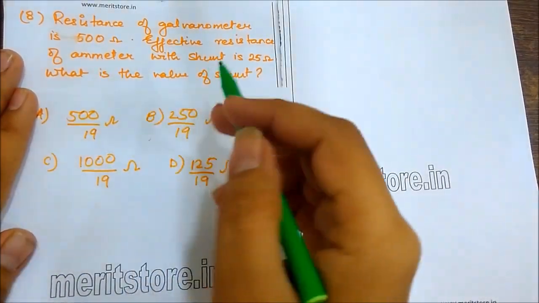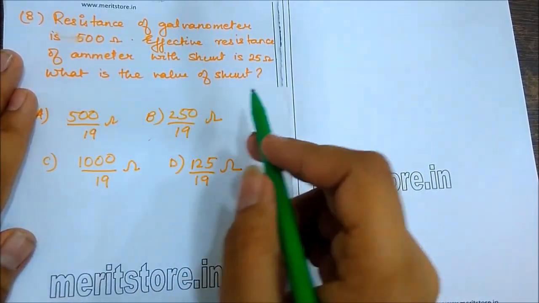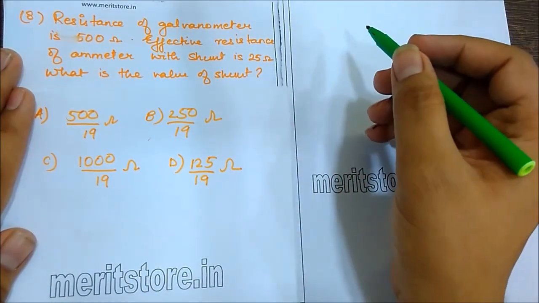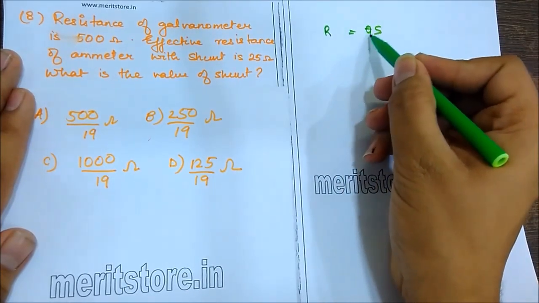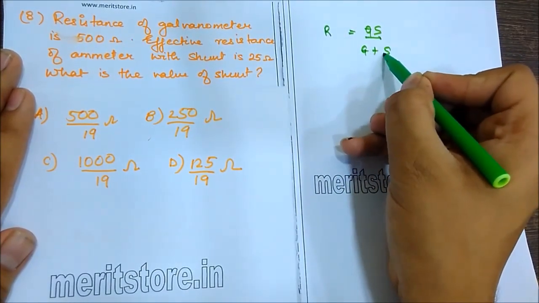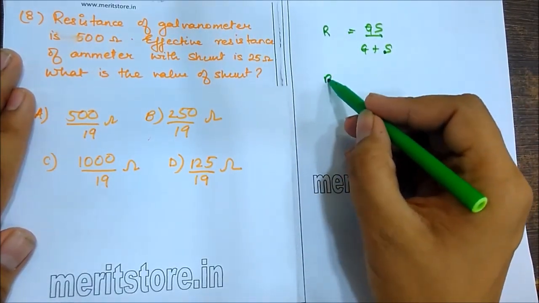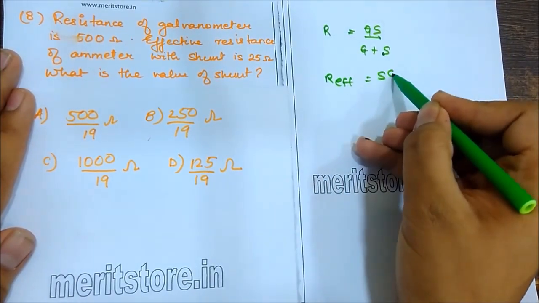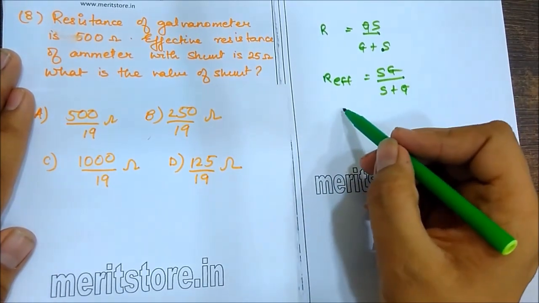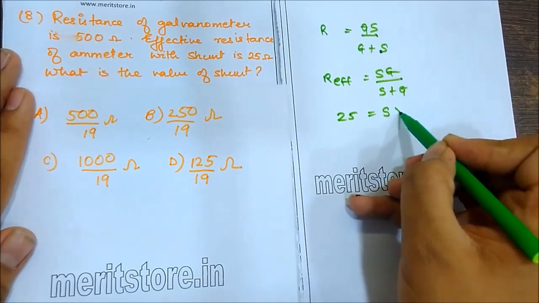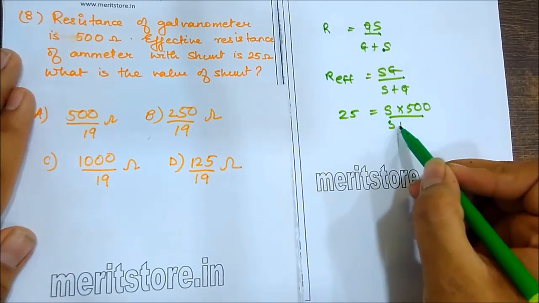Question number 8. Resistance of the galvanometer is 500 ohm. Effective resistance of the ammeter with shunt is 25 ohms. What is the value of the shunt? Now, the resistance of the shunted ammeter is equal to GS upon G plus S, or effective resistance. Instead of this, we can also use effective resistance. R effective is equal to SG upon S plus G, which gives 25 is equal to S into 500 upon S plus 500.